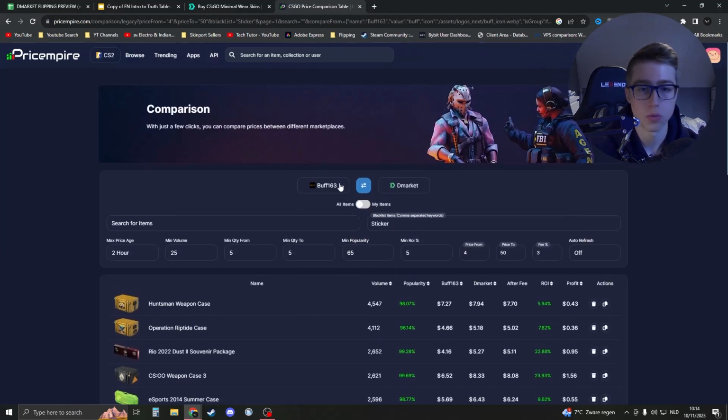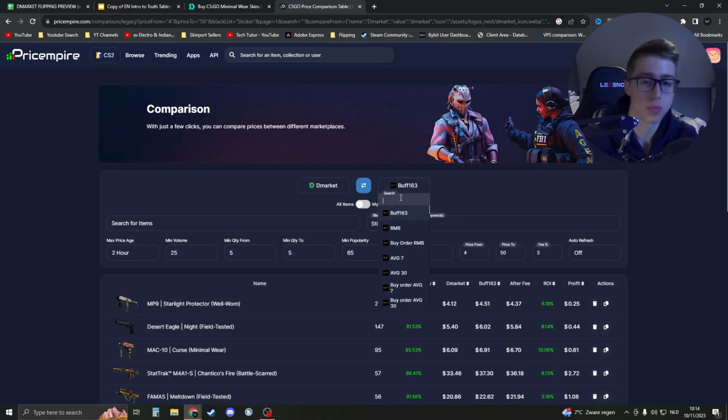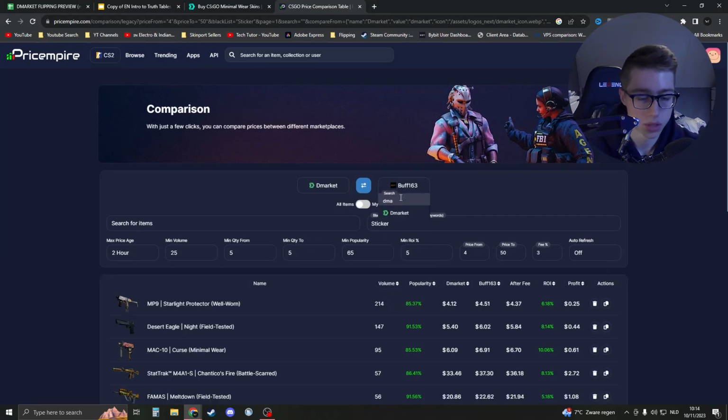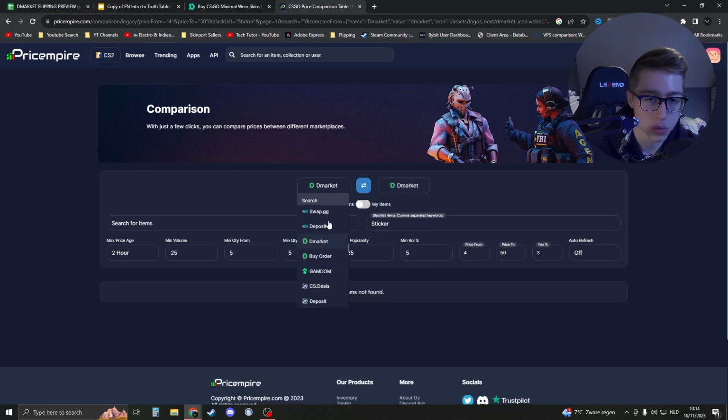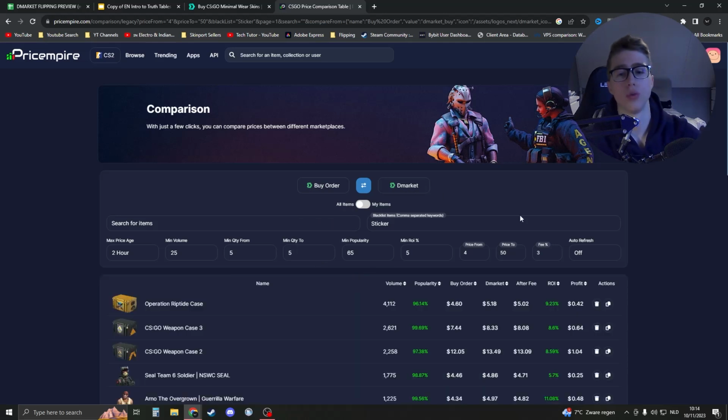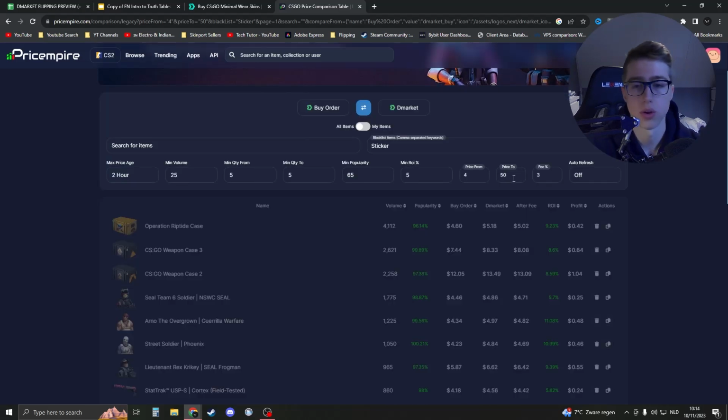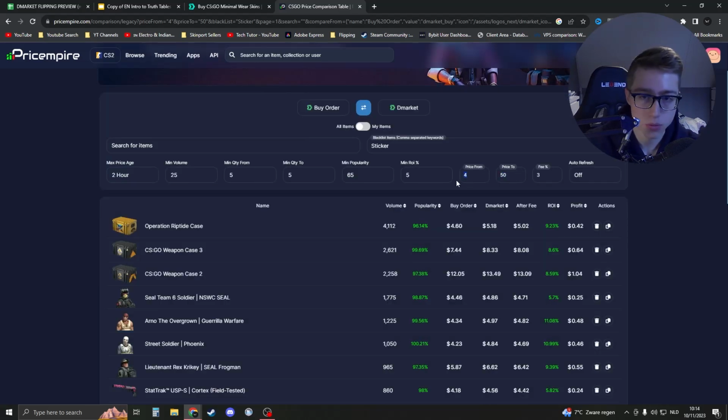And then from what markets are we going to compare? So what I do is I compare from Dmarket. Okay, right here we're going to search for Dmarket buy order. So you need to scroll to buy order Dmarket. Then the fee will be 3%. In this case it will be 2%, but I like to put higher fees so I know I make more profit.